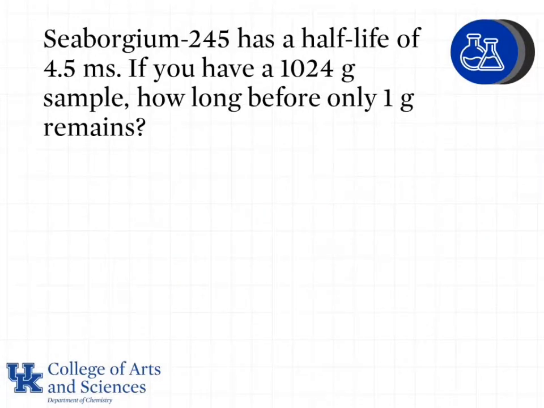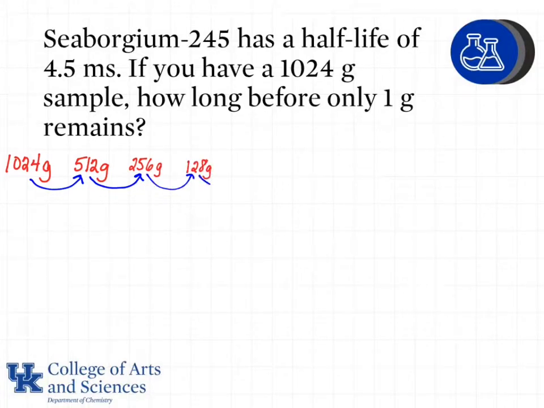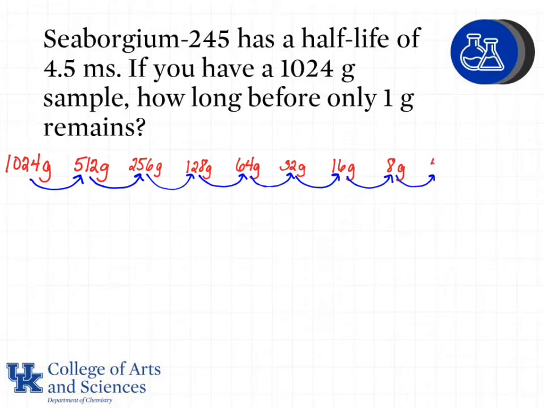Seaborgium-245 has a half-life of 4.5 milliseconds. If you have a 1,024 gram sample, how long before only 1 gram remains? As before, we will start with our initial amount, which is 1,024 grams. After one half-life, we will have 512 grams, then 256 grams, then 128 grams, then 64 grams, 32, 16, 8, 4, 2, and 1.